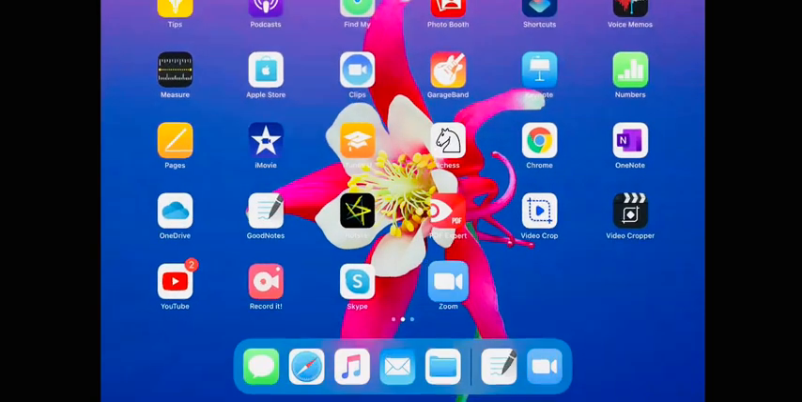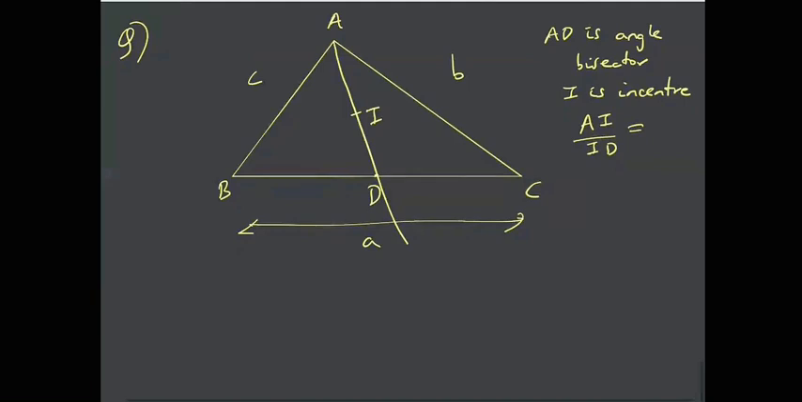Okay, I'm repeating this sum. We are given a triangle ABC, AD is the angle bisector, and I is given to us as the incenter of triangle ABC. So you need to find the ratio of AI over ID in terms of the sides a, b, c of the triangle. If you can get the answer, then tell me in the chat.